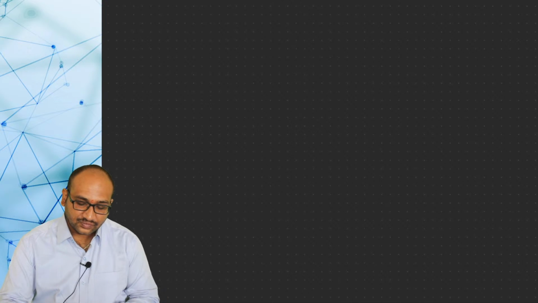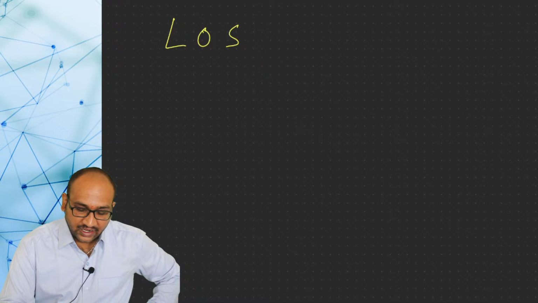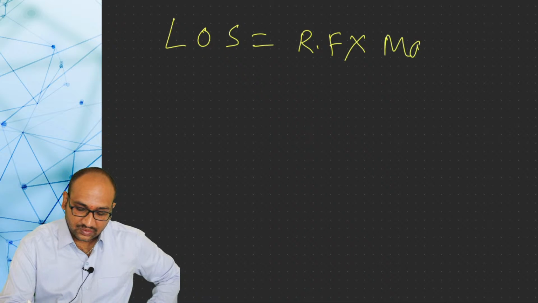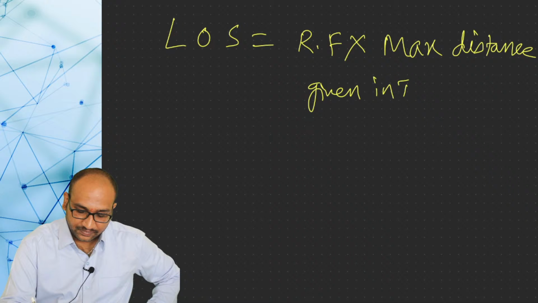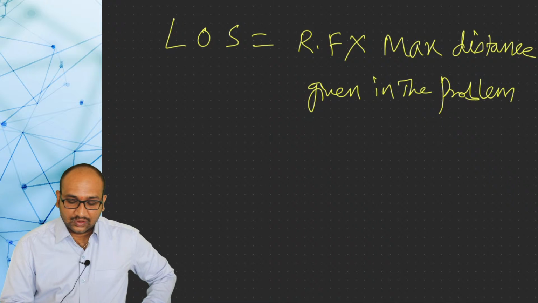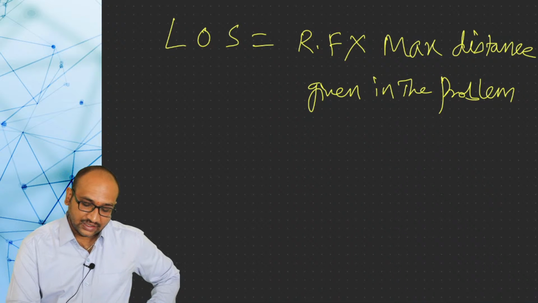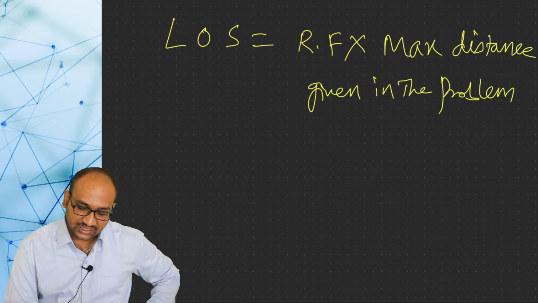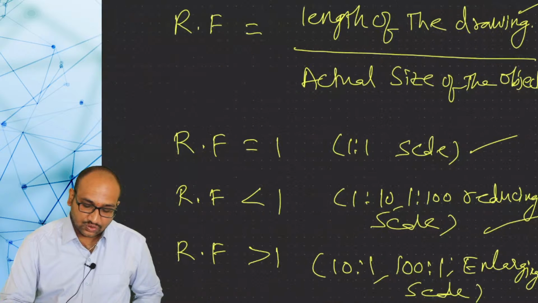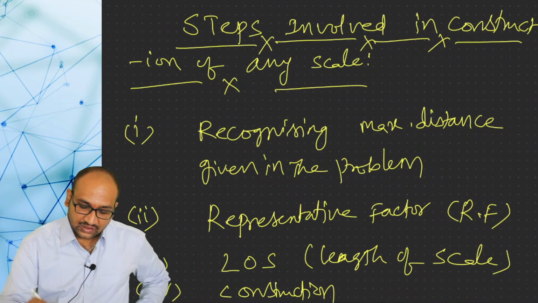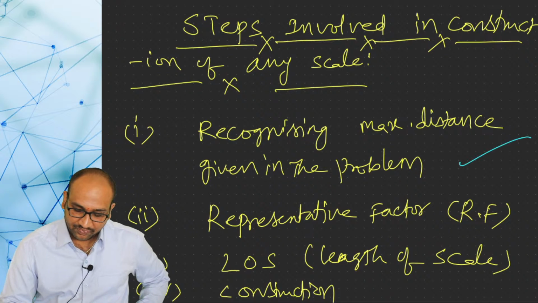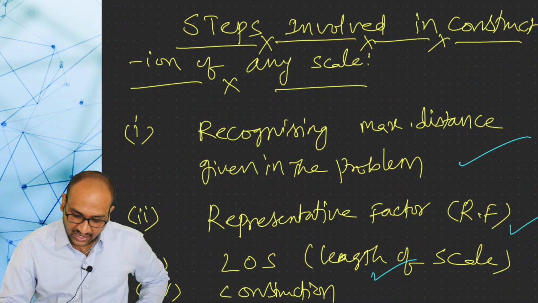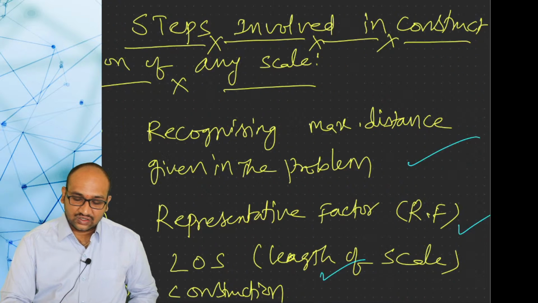And the next one is length of scale, LOS. The formula of LOS is RF into maximum distance given in the problem. This is the formula. Length of scale is representative factor into maximum distance given in the problem. So all these things we should know before constructing any scale. Recognizing the maximum distance given in the problem. Next one, representative factor. Next one, length of scale, calculation of length of scale, and finally construction. Okay.